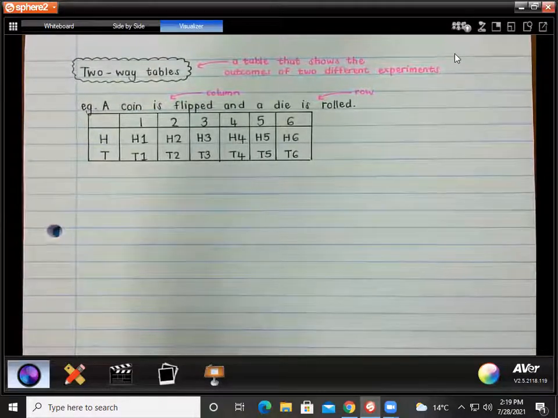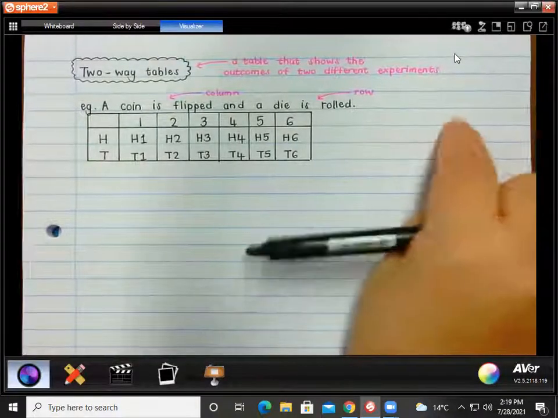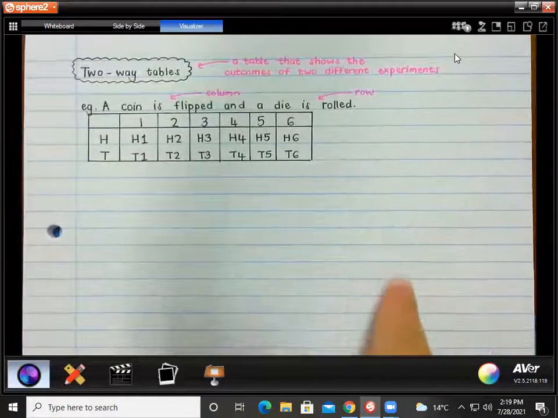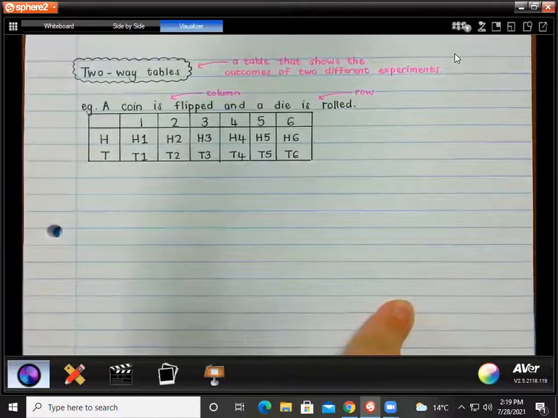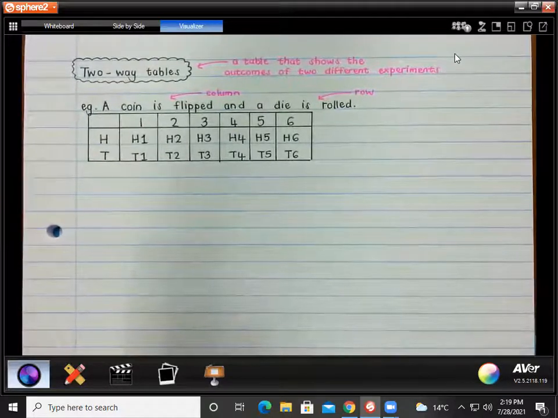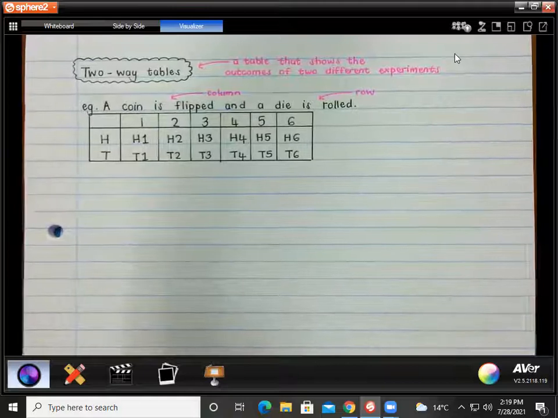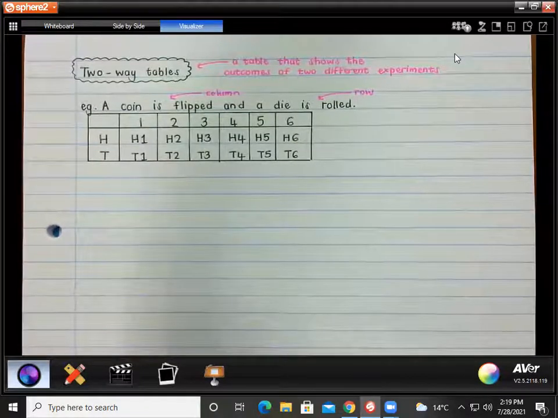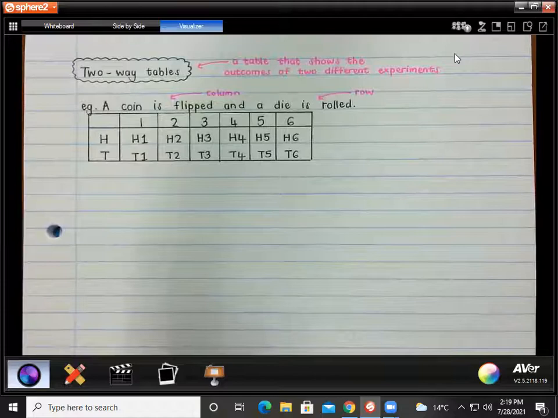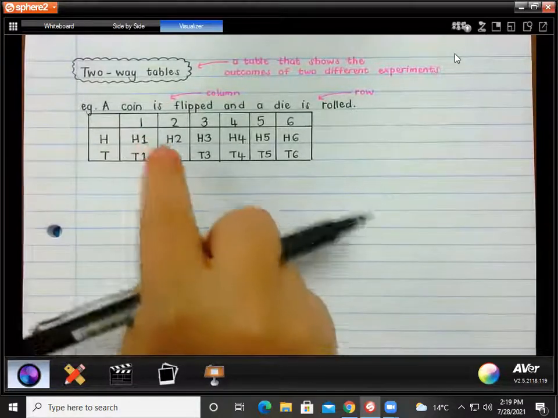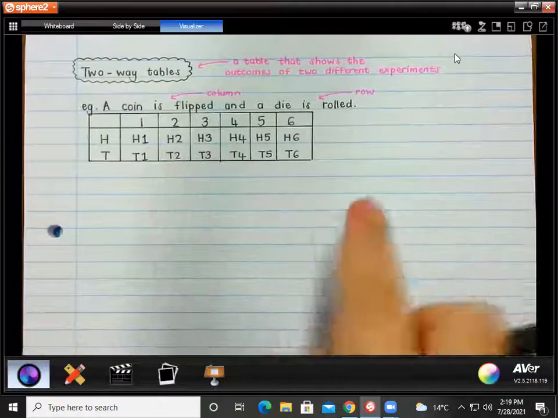Now guys, you could have done it the other way around. You could have put your heads and tails at the top and then 1, 2, 3, 4, 5, 6 going down. Then your table would just be a long one going down instead of a long one going across. It's fine. It doesn't matter which one you put in the rows and which one in the columns. It's fine as long as all of these pairs are in your table.